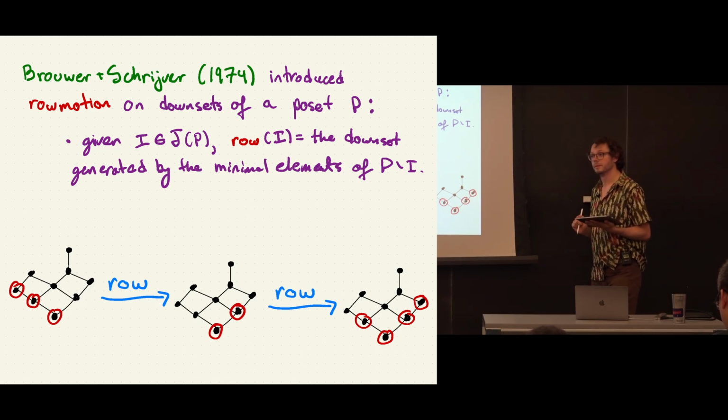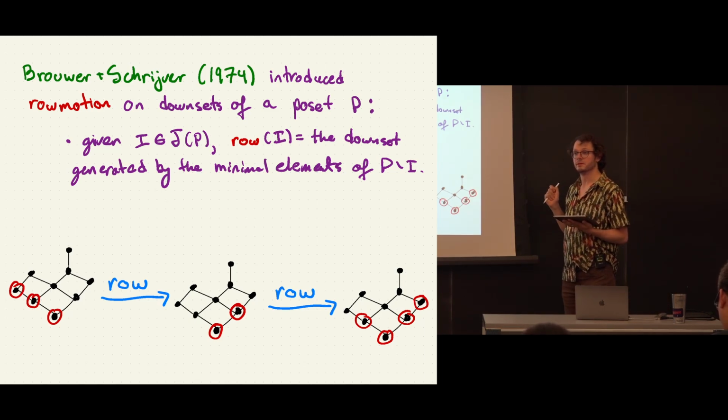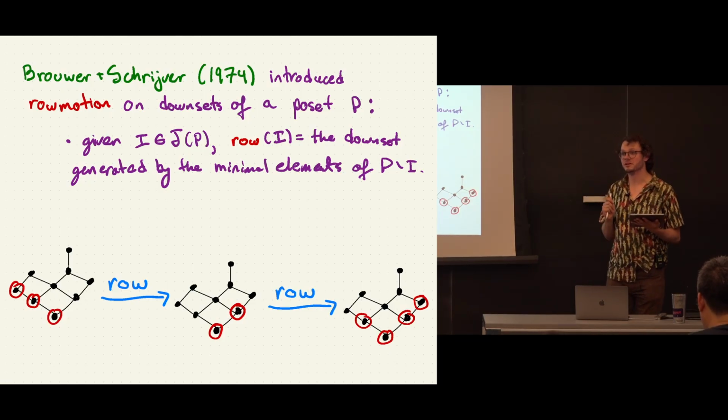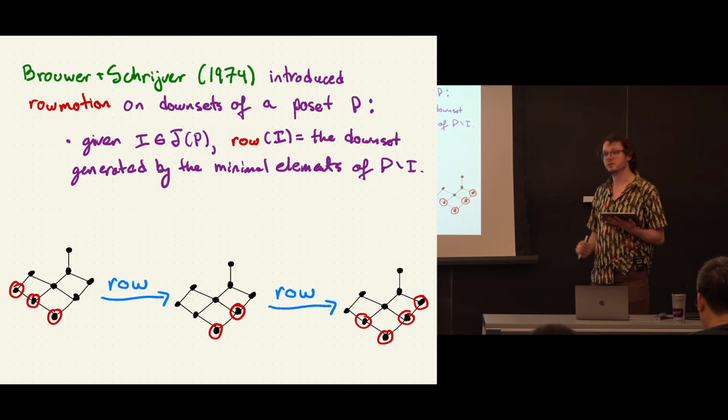Complement is closed upwards. I'm going to take the minimal parts of that. The minimal elements of that are an anti-chain in my poset. They're all incomparable to each other. And I'm going to close that downwards to get a new downwardly closed set. It is a genuinely new downwardly closed set.